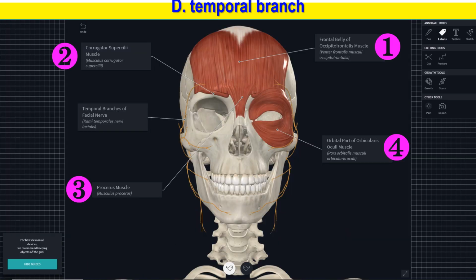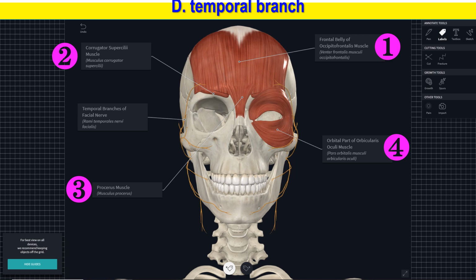The anterior ramus can innervate the 1. Frontalis, 2. Corrugator supercilii, 3. Procerus, and 4. Orbicularis oculi muscles. By examining this diagram, you can directly observe that the location of these muscles is in the upper 1/3 of the face.